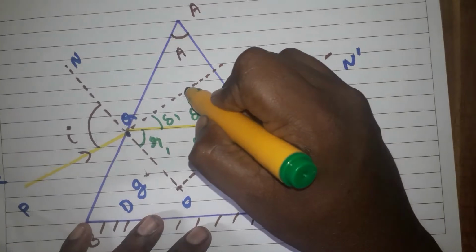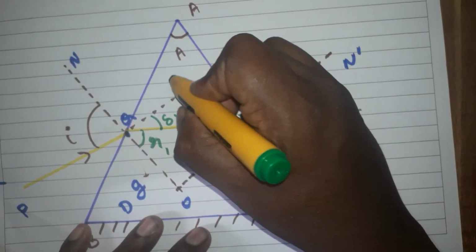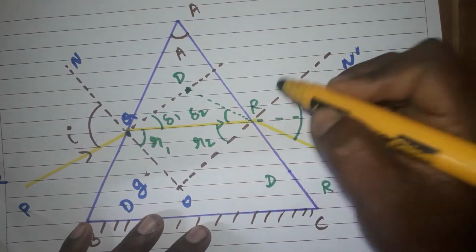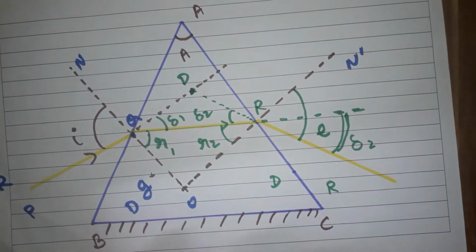And note this point. I take this as D, Q, and R. D, Q, R we will take, and together we will have one triangle.